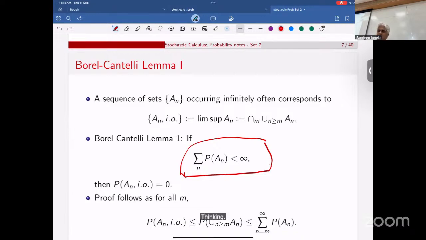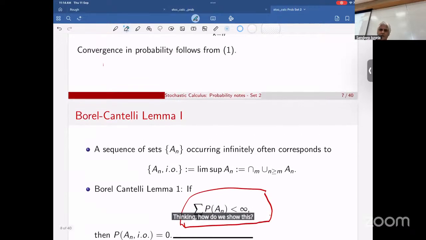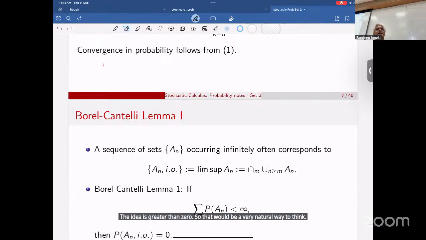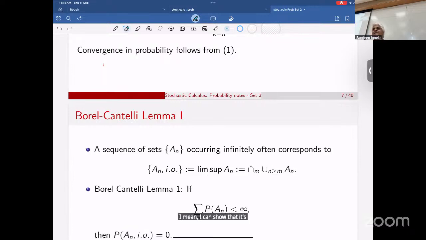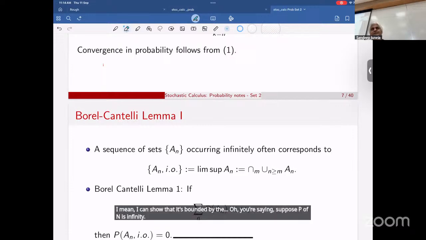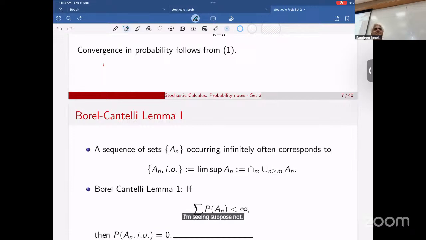Okay, how do we show this? Suppose not, then that probability is greater than 0. That would be a very natural way to think. But then you worry about measure 0, and it's not such an easy argument to make work. Suppose the summation of P(A_n) is equal to infinity. That's what suppose not means, right? No, suppose not: suppose A_n infinitely often has positive probability.